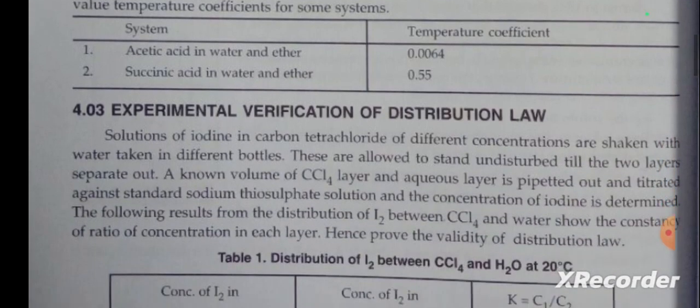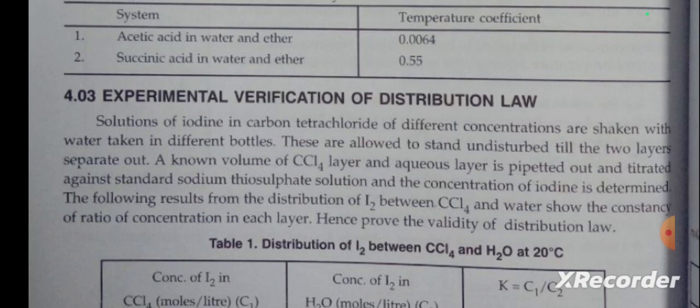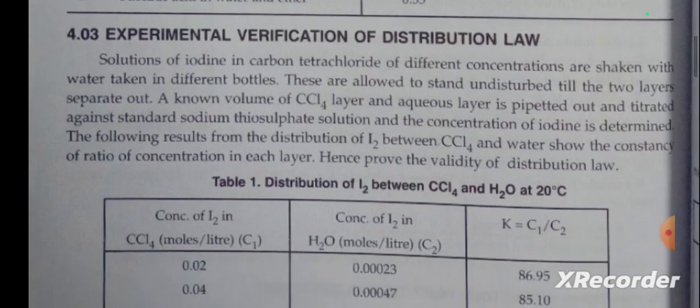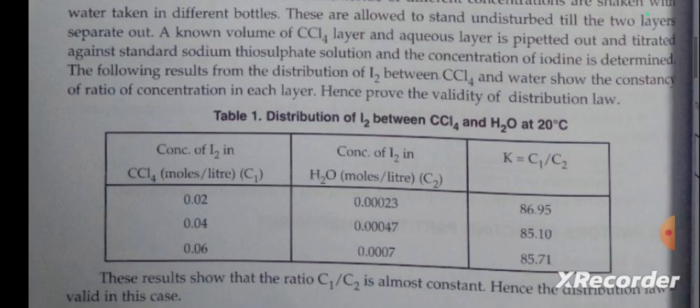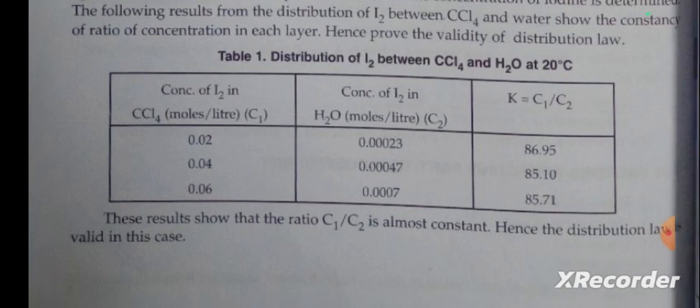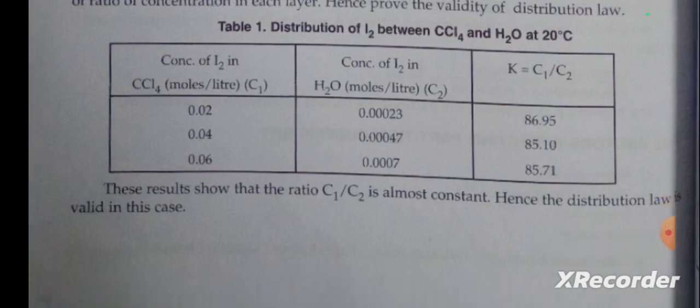Experimental verification of distribution law: solutions of iodine in carbon tetrachloride of different concentrations are shaken with water taken in different bottles. These are allowed to stand undisturbed till the two layers separate out. A known volume of CCl4 layer and aqueous layer is pipetted out and titrated against standard sodium thiosulfate solution, and the concentration of iodine is determined. The following result is from the distribution of I2 between water and CCl4 and shows the constancy of ratio of concentration in each layer. Hence it proves the validity of distribution law. 0.02, 0.0023, 86.95. These results show that C1 by C2 is almost constant. Hence the distribution law is valid in this case.